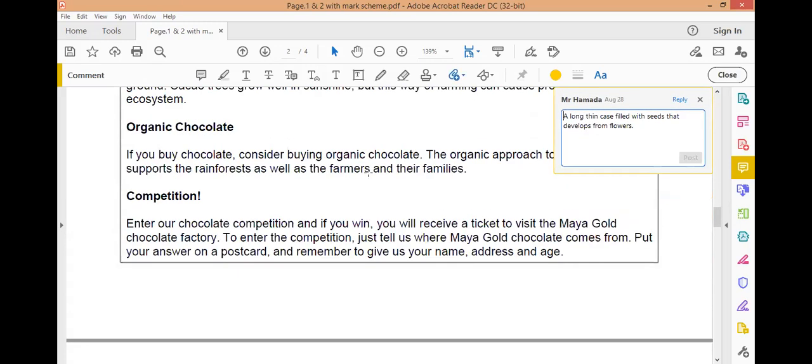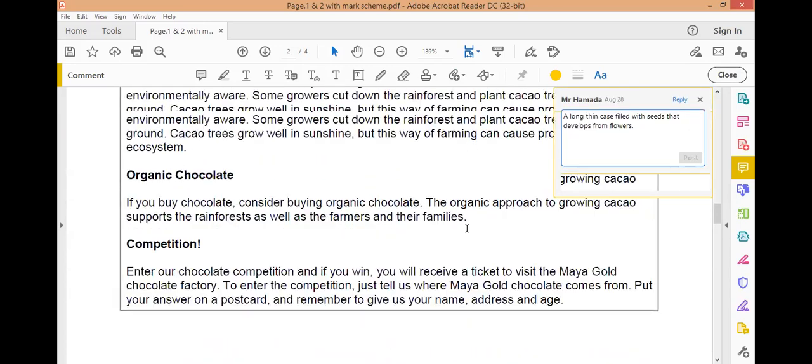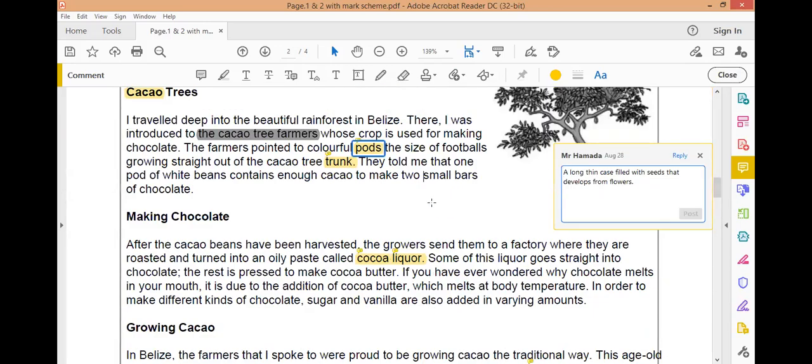Yes, the question says: on which part of the tree do the cacao pods grow? On the tree trunk, on the cacao tree. Trunk. Yes, excellent, Omar. Yes, tree trunk. What do I mean by tree trunk? It's a thick main stem of a tree.